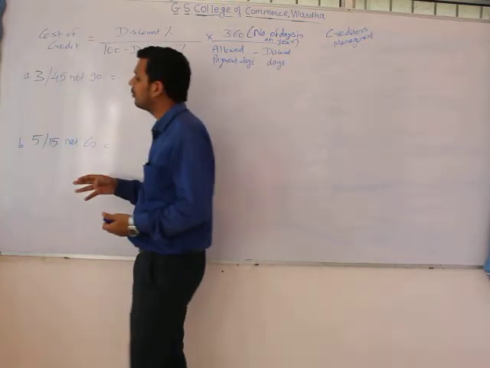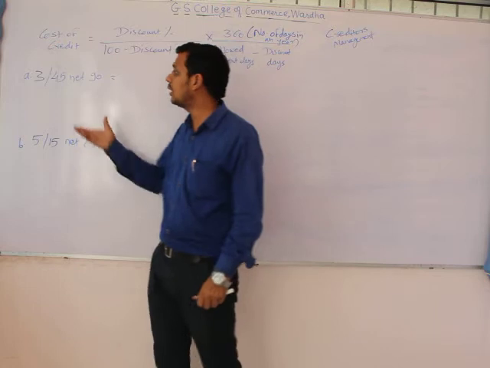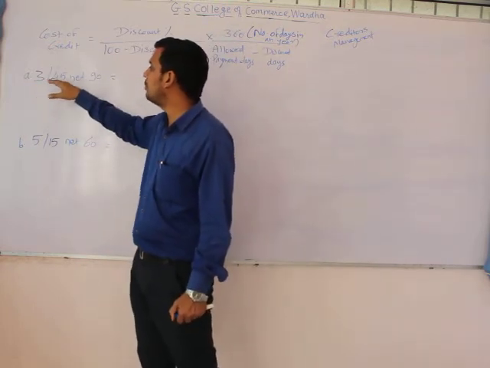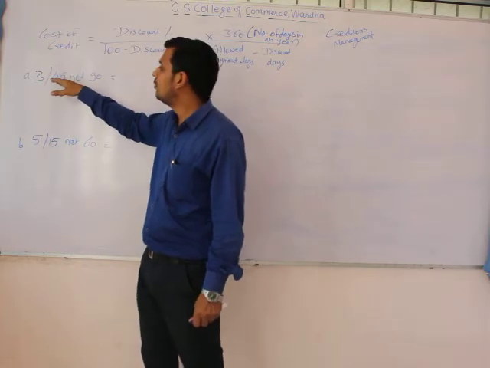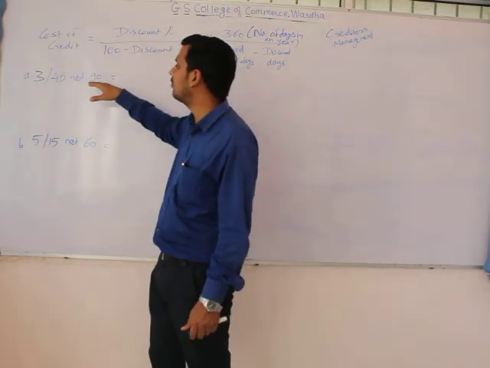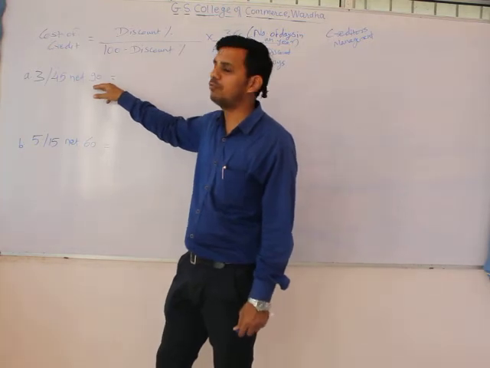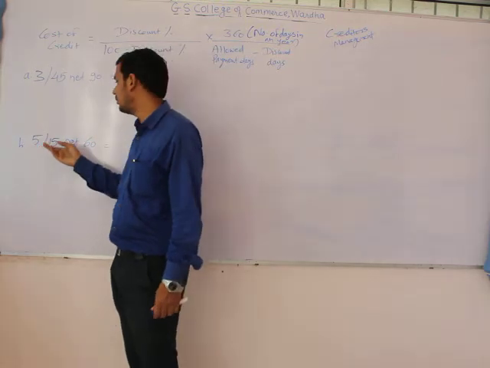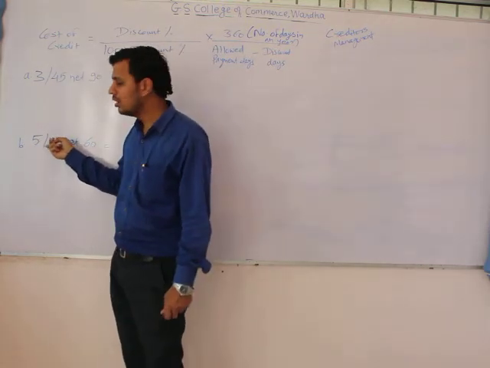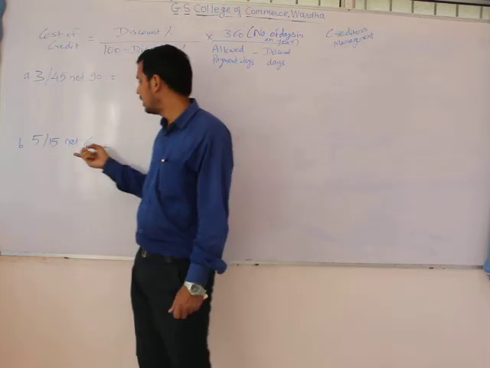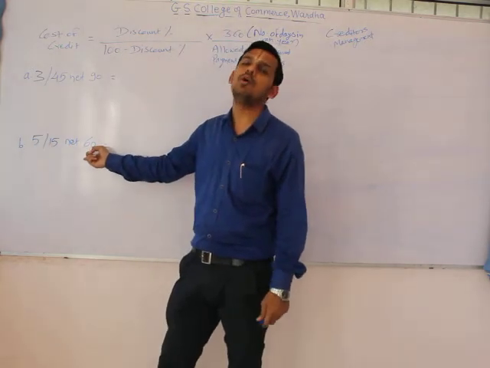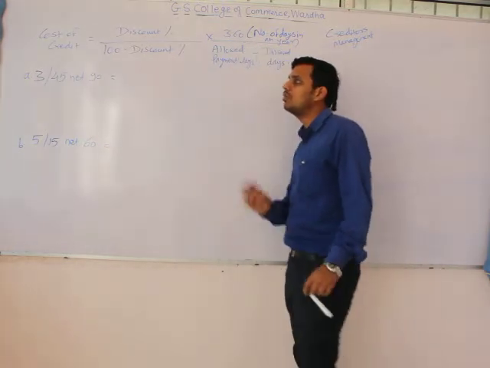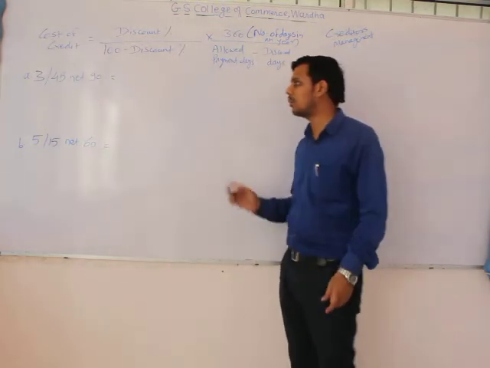Now we would remember what we have learned in the debtors numerical. What does 3/45 net 90 mean? It means that if we make payment in 45 days, we would get a discount of 3%. Otherwise, we have to pay the full amount in 90 days. The second policy says that if we make payment in 15 days, we would get a discount of 5%. Otherwise, we have to make the whole payment without any discount within 60 days. That is what both the proposals are saying.